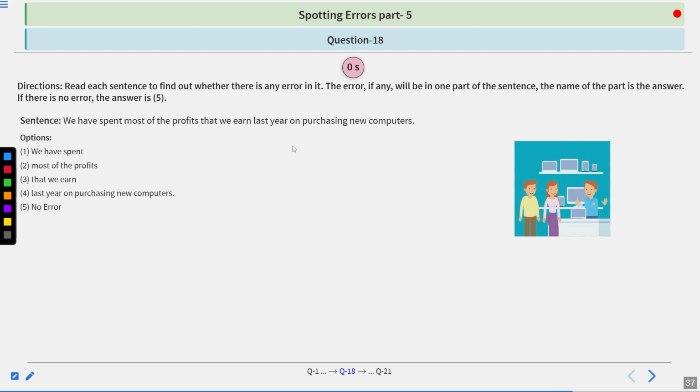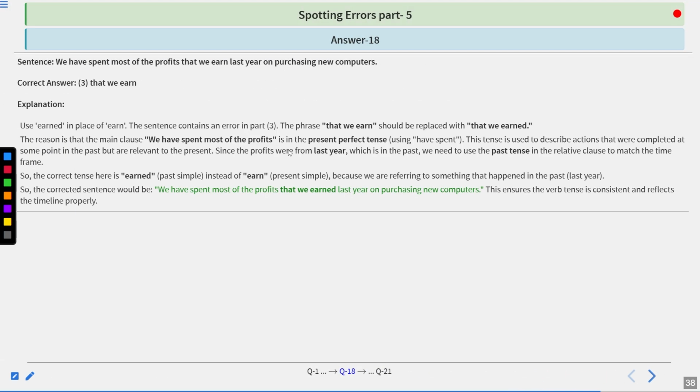I hope you have answered. Let's look at the correct answer. The correct answer is 3, that we earn. Use earned in place of earn. The sentence contains an error in part 3. The phrase that we earn should be replaced with that we earned.